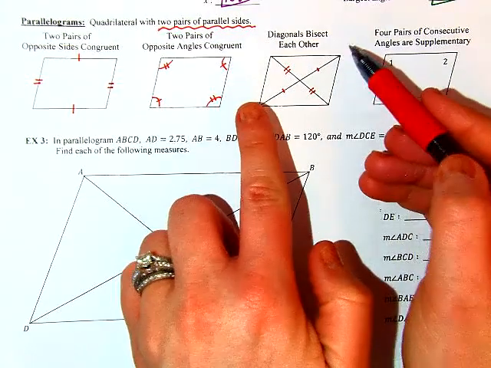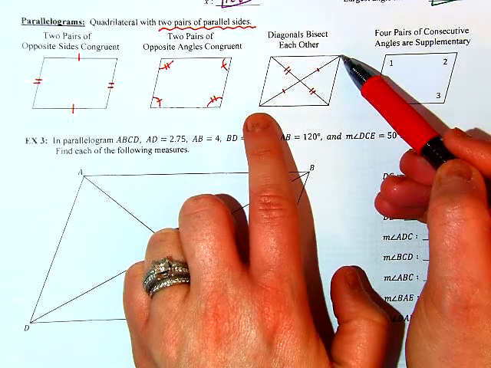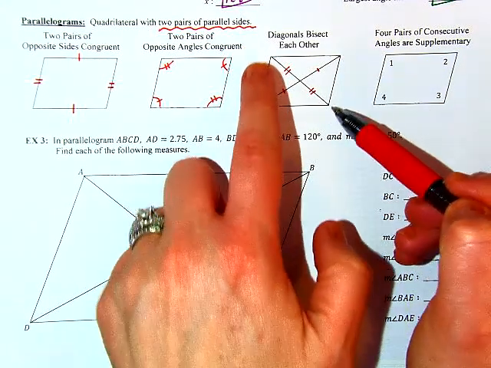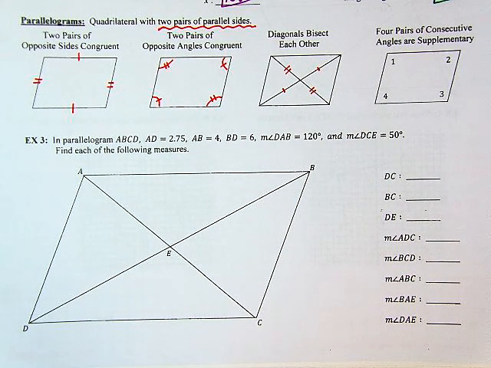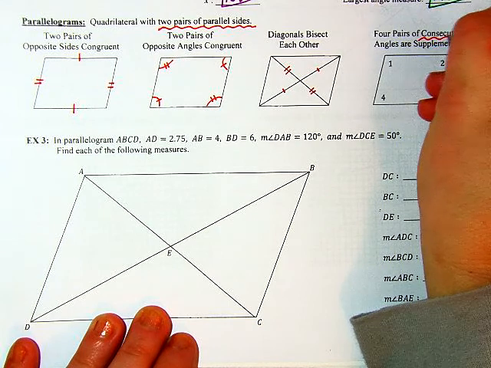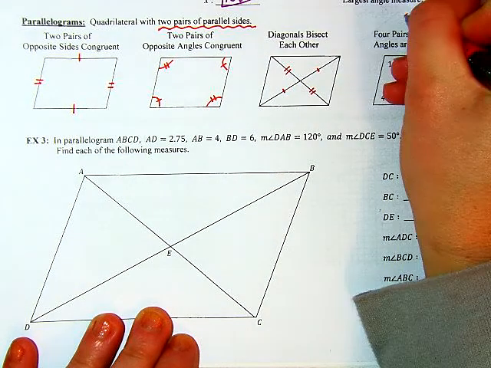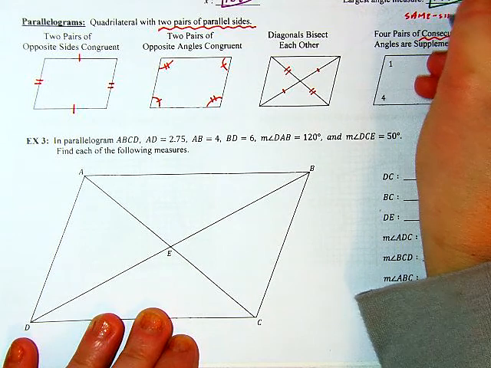Okay, this is the longer diagonal, this is the shorter diagonal, so I expect this one to have a bigger measure than this one right here. Okay, lastly, we see that four pairs of consecutive angles are supplementary. So consecutive just means right next to each other. When we were looking at parallels and transversals, we called them same side interior angles. It's the same thing.